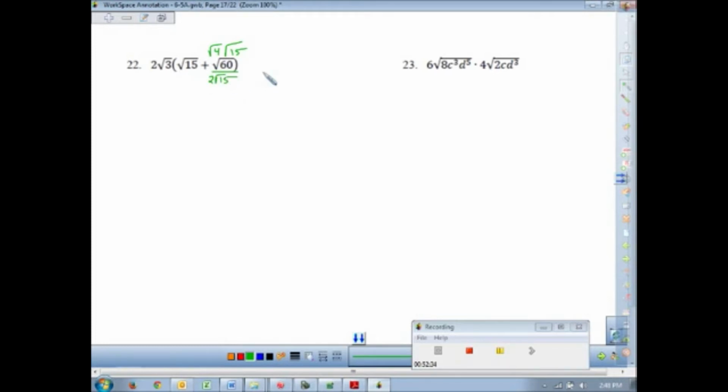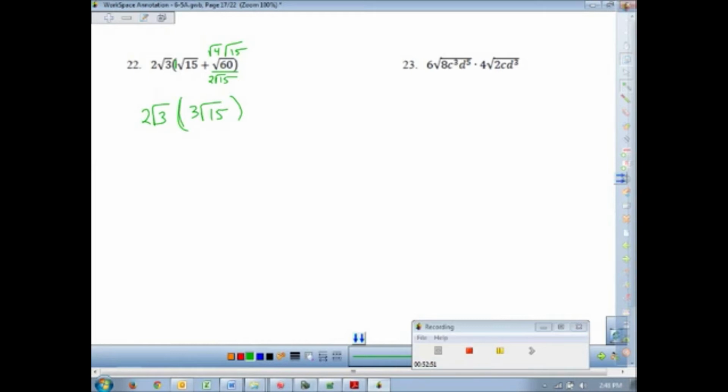Square root of 4 times square root of 15, 2 square roots of 15, and plus 1 more square root of 15. Can we add those together in what's inside the parentheses? Square root of 15 plus 2 square roots of 15 is how much? 3 square roots of 15. Cool? So I simplified it as much as I could.